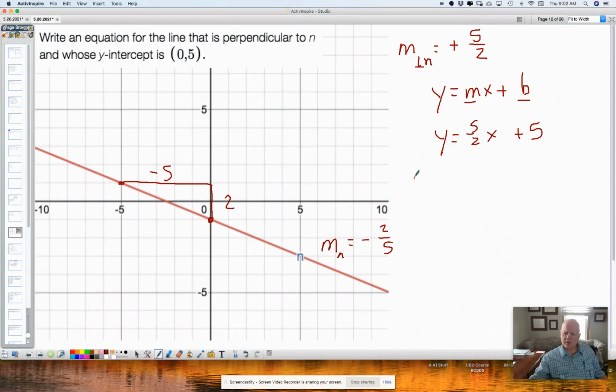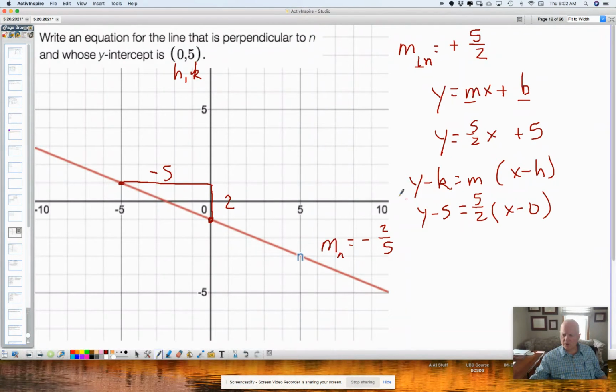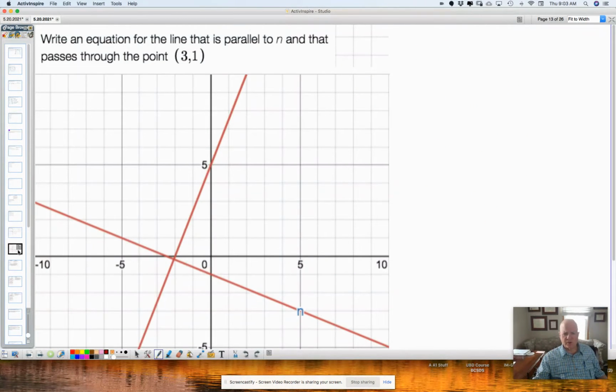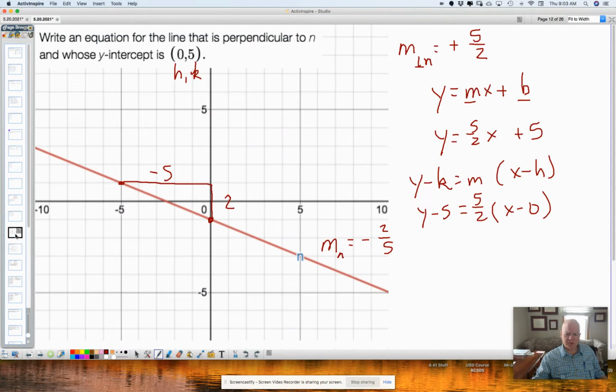Another way to do this would be to write the point-slope form, y minus k is equal to m times x minus h, where (h, k) is a point on the graph. So I could say y minus 5 is equal to 5 halves, that's my slope, times x minus 0. Two valid forms for writing the equation of a line. And once we've written this, what did we say it was? y equals 5 halves x plus 5.